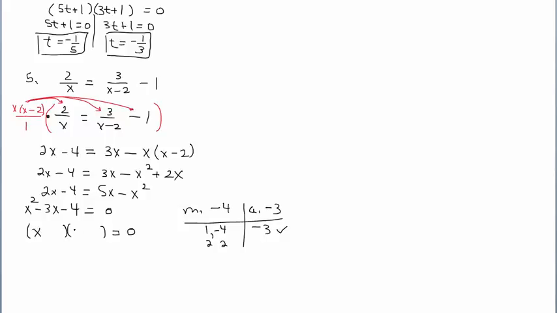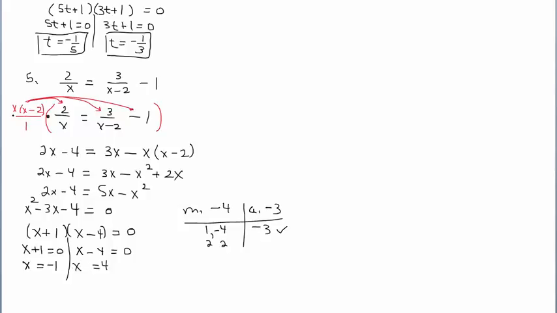I can go straight to a binomial times a binomial. So it has to be x and x. And it looks like plus 1 and minus 4. Set each factor equal to 0 and solve. I'm going to wait to box it because I think I need to check it.